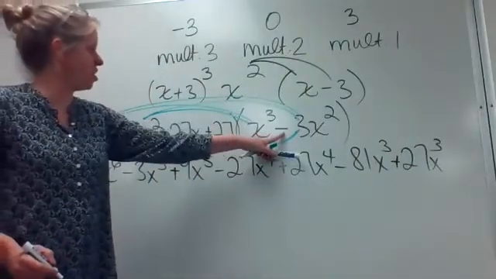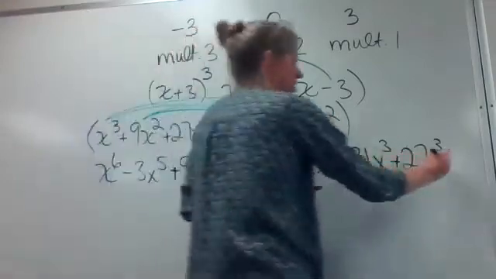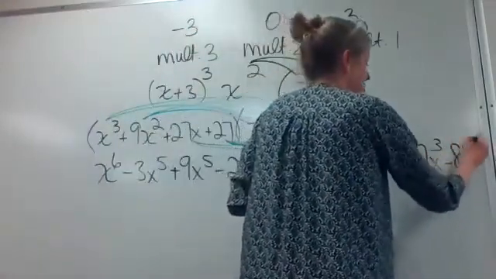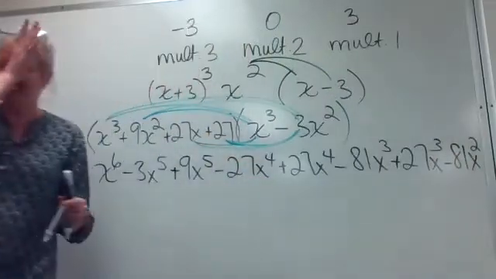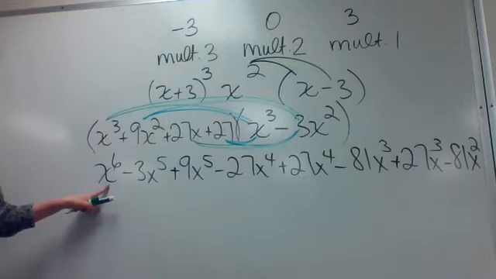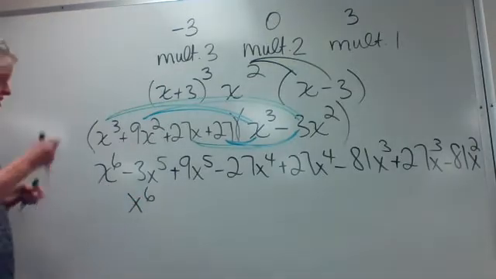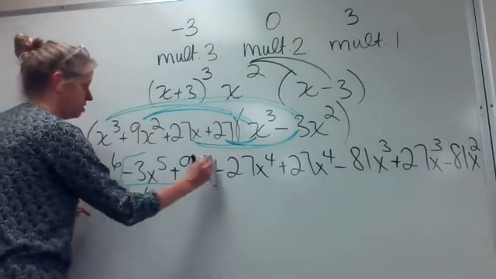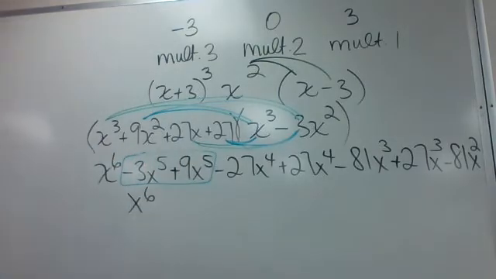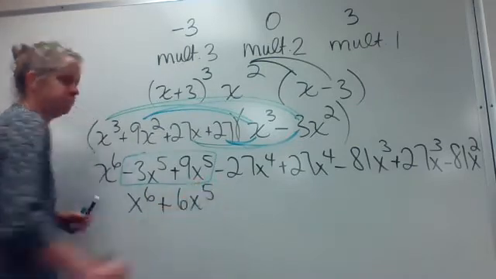27 times negative 3 gives me negative 81x squared. And then clean it up. Are there any other x to the 6s? No, just this one. What about x to the 5ths? Let's see. Here's my x to the 5ths. I've got negative 3 plus 9, so that gives me positive 6x to the 5ths.